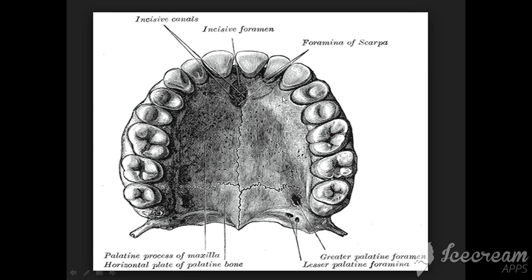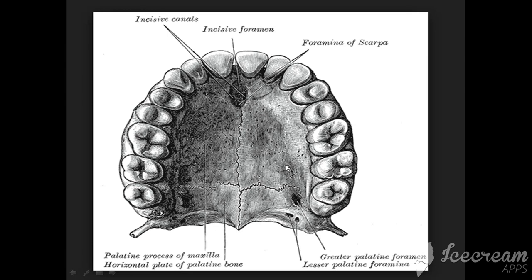These two are called the palatine process of maxilla. Actually, they are part of the maxillary bone, but they are forming the palate, so we call them the palatine process of maxilla. Behind this is the horizontal plate of palatine bone. The palatine bone has two components, a vertical component and a horizontal component. So this is the horizontal component of the palatine bone.